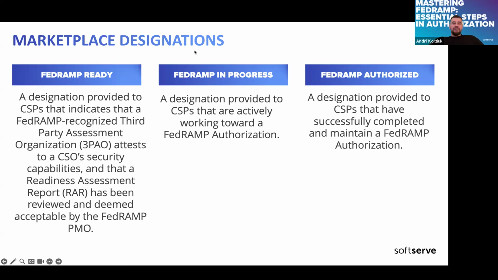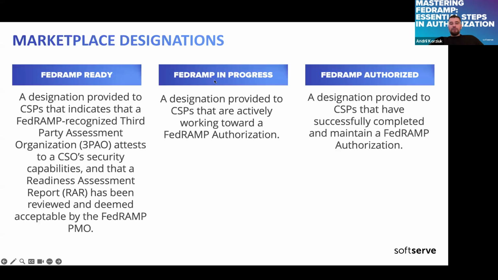That indicates that a FedRAMP recognized third-party assessment organization attests to a CSO's security capabilities, and that the readiness assessment report has been reviewed and deemed acceptable by the FedRAMP PMO. So in two words, what does it mean? That actually the cloud service provider completed the first step in this path of authorization. And the key point here is actually the readiness assessment report.